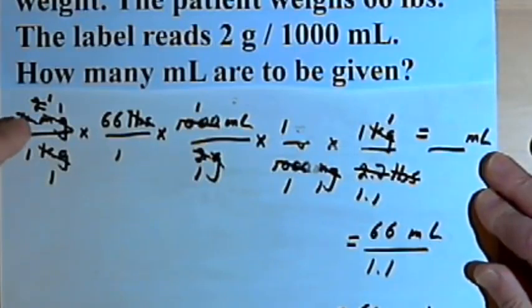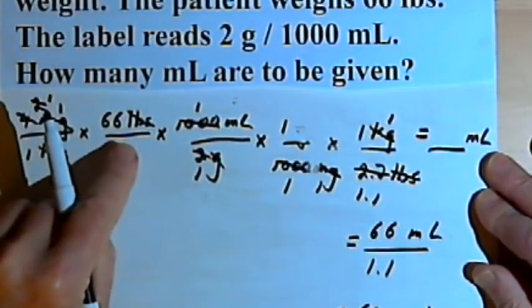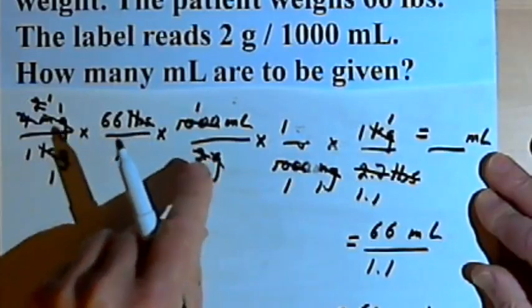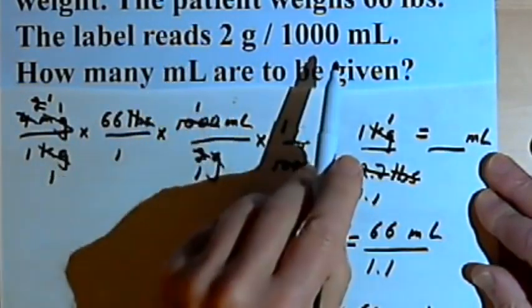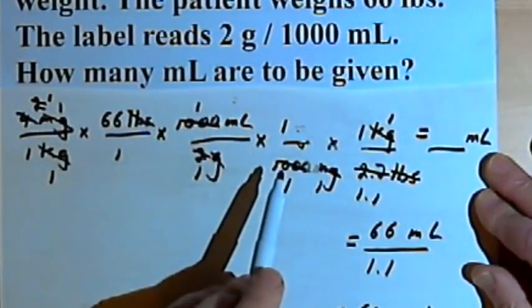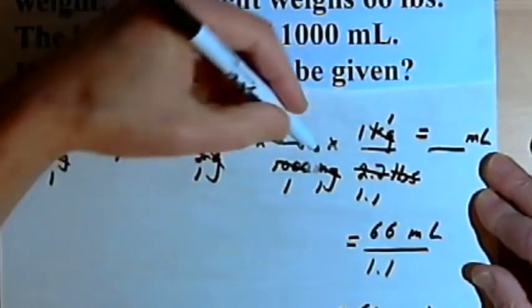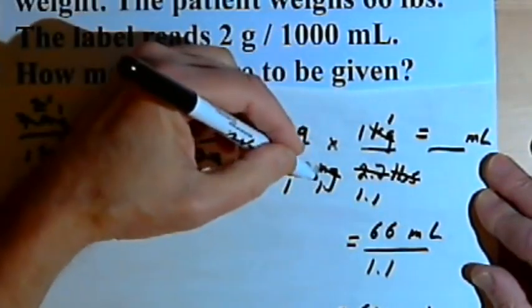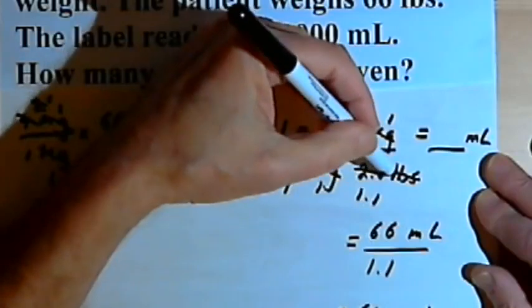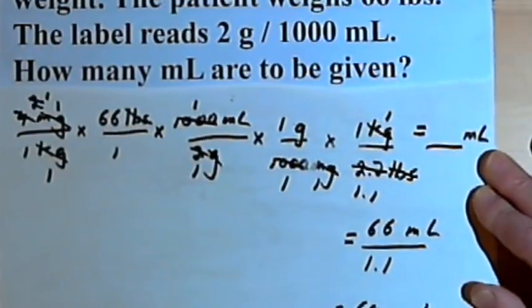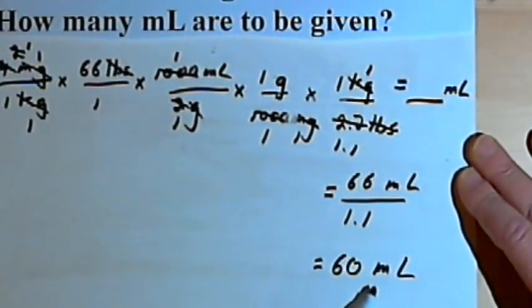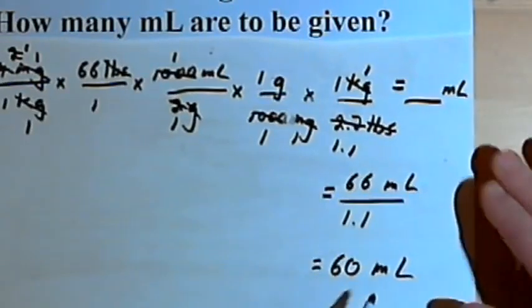We wrote down the order, multiplied it by the patient's weight, multiplied it by a fraction that we got from the on-hand information, and then did whatever conversions we needed. We had to convert between grams and milligrams and between kilograms and pounds. We cleaned up everything we could, and we ended up with our answer, 60 milliliters.